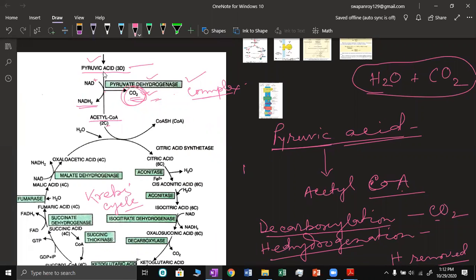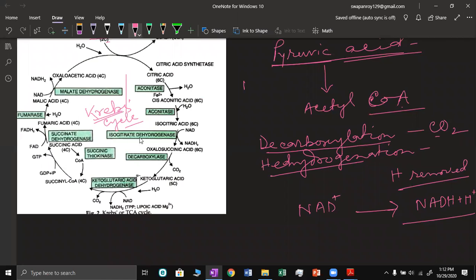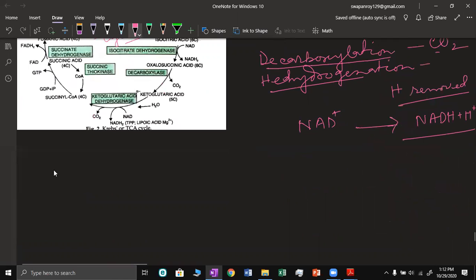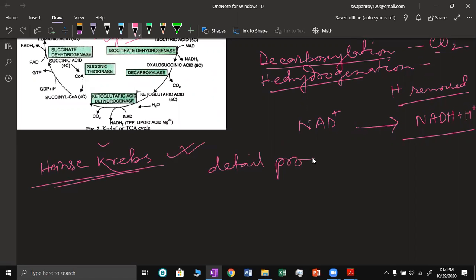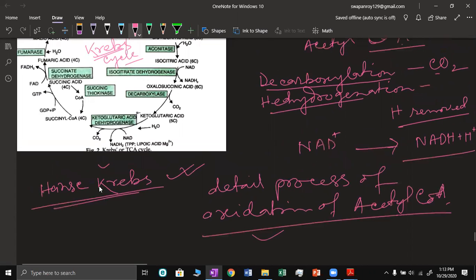And so the pyruvic acid is converted into acetyl coenzyme A. This acetyl coenzyme A is the compound for the Krebs cycle, so it is oxidized in the Krebs cycle. It is called the Krebs cycle because Hans Krebs, a biochemist, gave this detailed process of the oxidation of acetyl coenzyme A in a cyclic reaction, and so it is known as the Krebs cycle.